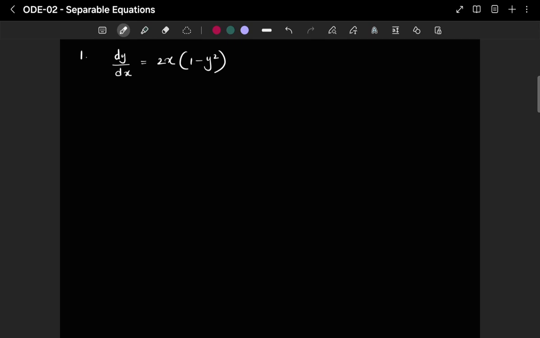So here we have a separable equation, dy by dx equals 2x(1 minus y squared). First of all, to solve this type of equation, we have to separate the x and y variables on both sides of the equation. So I'm taking 1 minus y squared to this side and dx to the other side. Here we get 1 over (1 minus y squared) dy equals 2x dx.